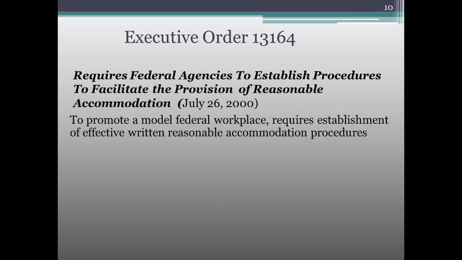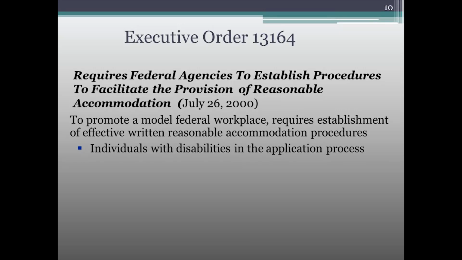So next, we have Executive Order 13164. This executive order is the main executive order when talking about reasonable accommodations because it requires all federal agencies to establish procedures to facilitate the provision of reasonable accommodation. Ultimately, in order for the Rehabilitation Act and the federal government to really promote themselves as a model workplace, you need to have written reasonable accommodation procedures in place, and you need to be following them.